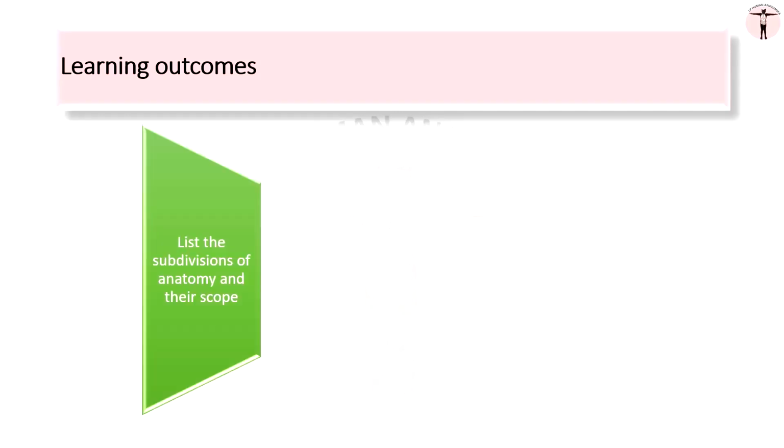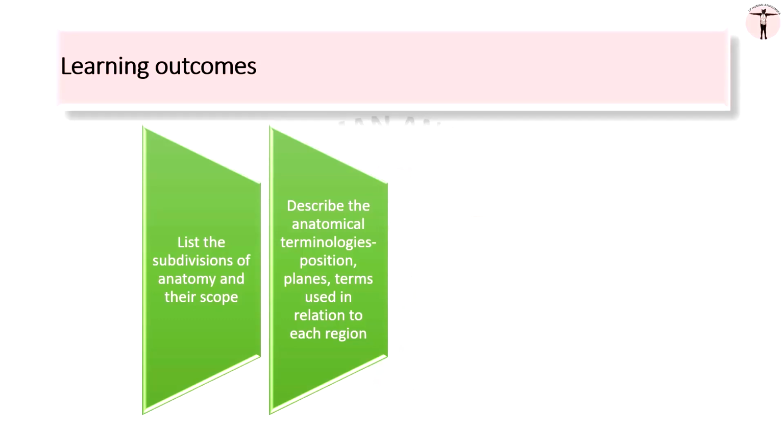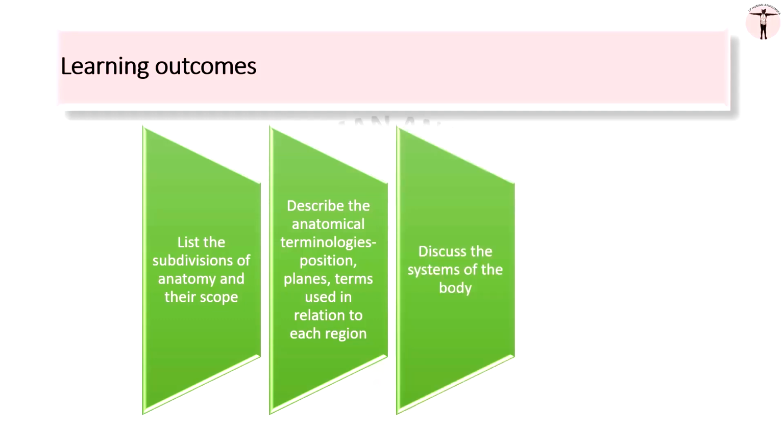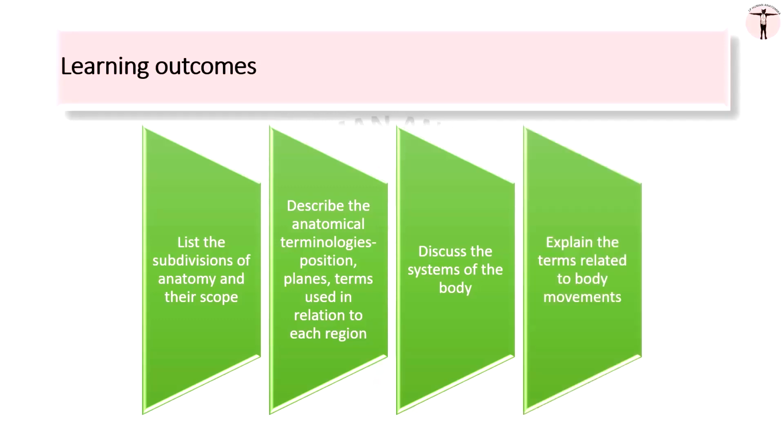The learning outcomes of this session are: list the subdivisions of anatomy and their scope, describe the anatomical terminologies, which includes position, planes, terms used in relation to each region, discuss the systems of the body, and explain the terms related to the body movements.